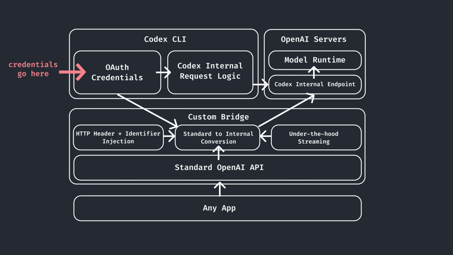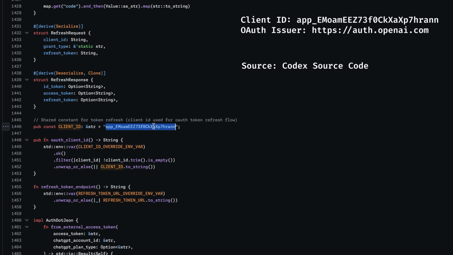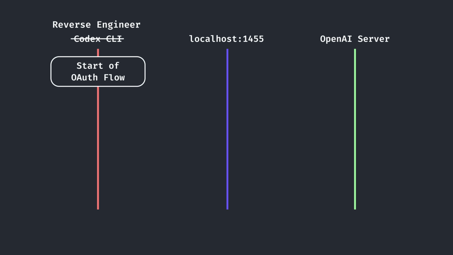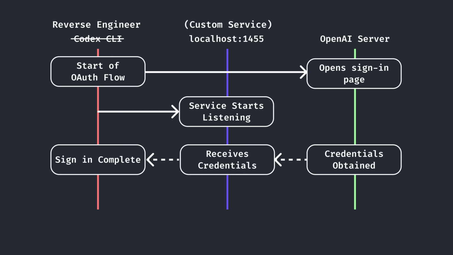Since we have Codex's source, it was trivial to figure out the special OAuth URL needed to initialize the authentication and replicate it locally on the user's computer. We simply have to start a service at 1455, and the rest is straightforward.